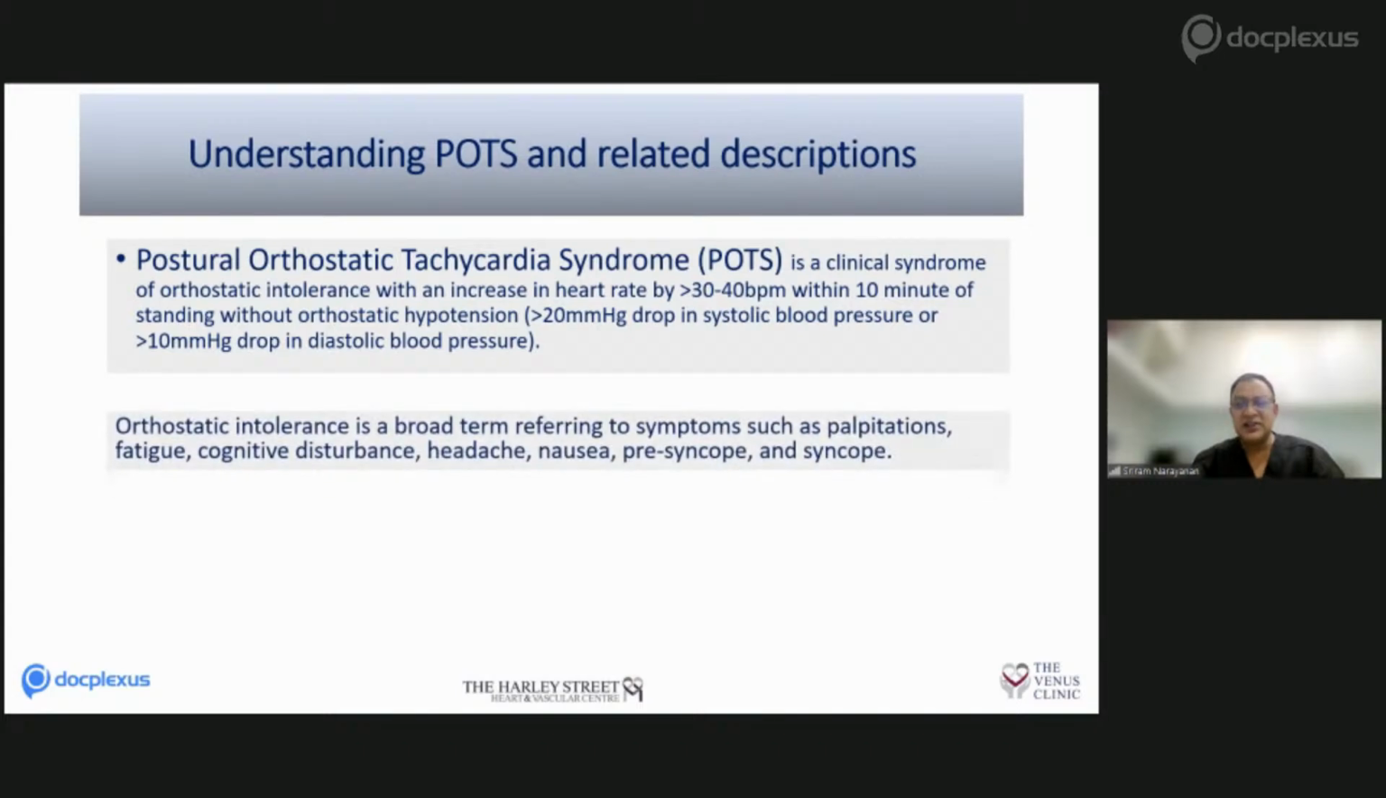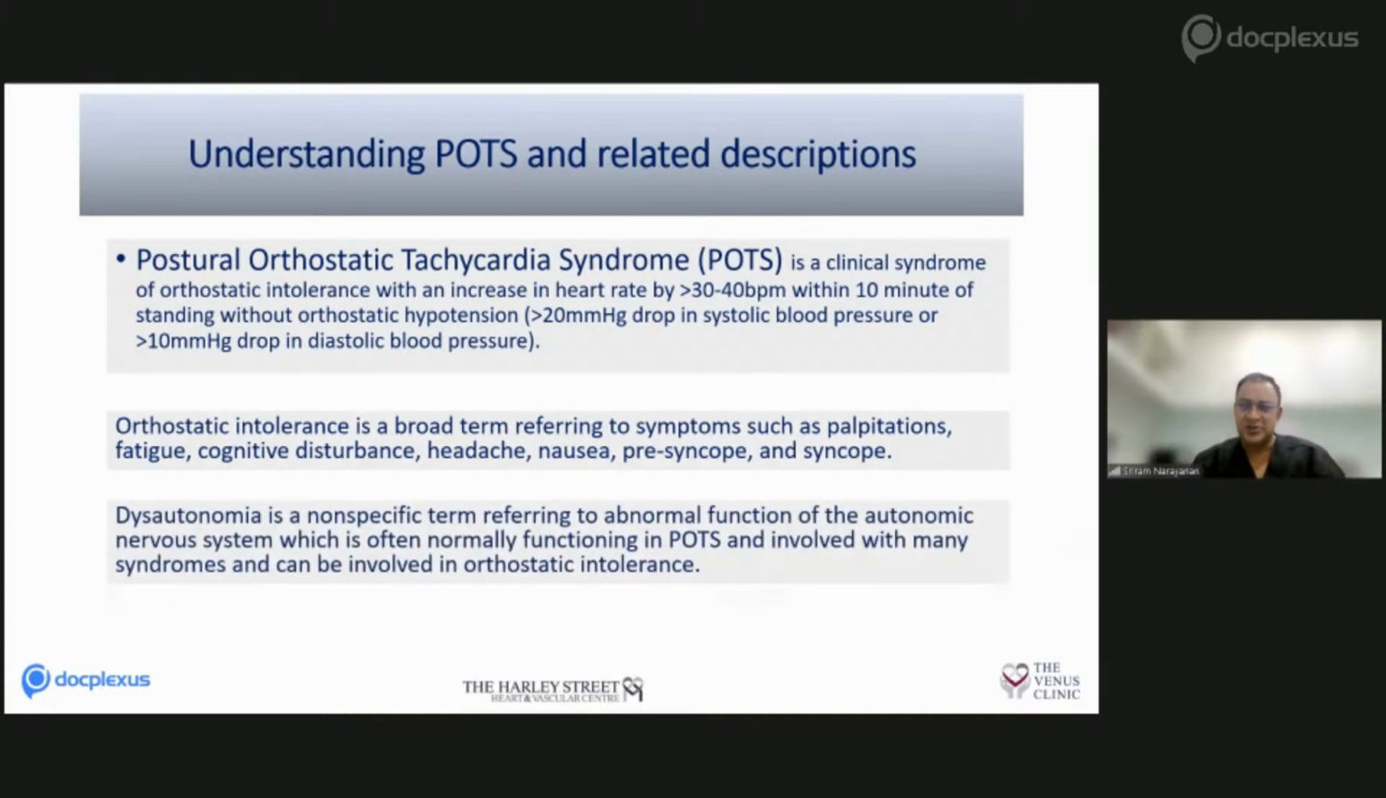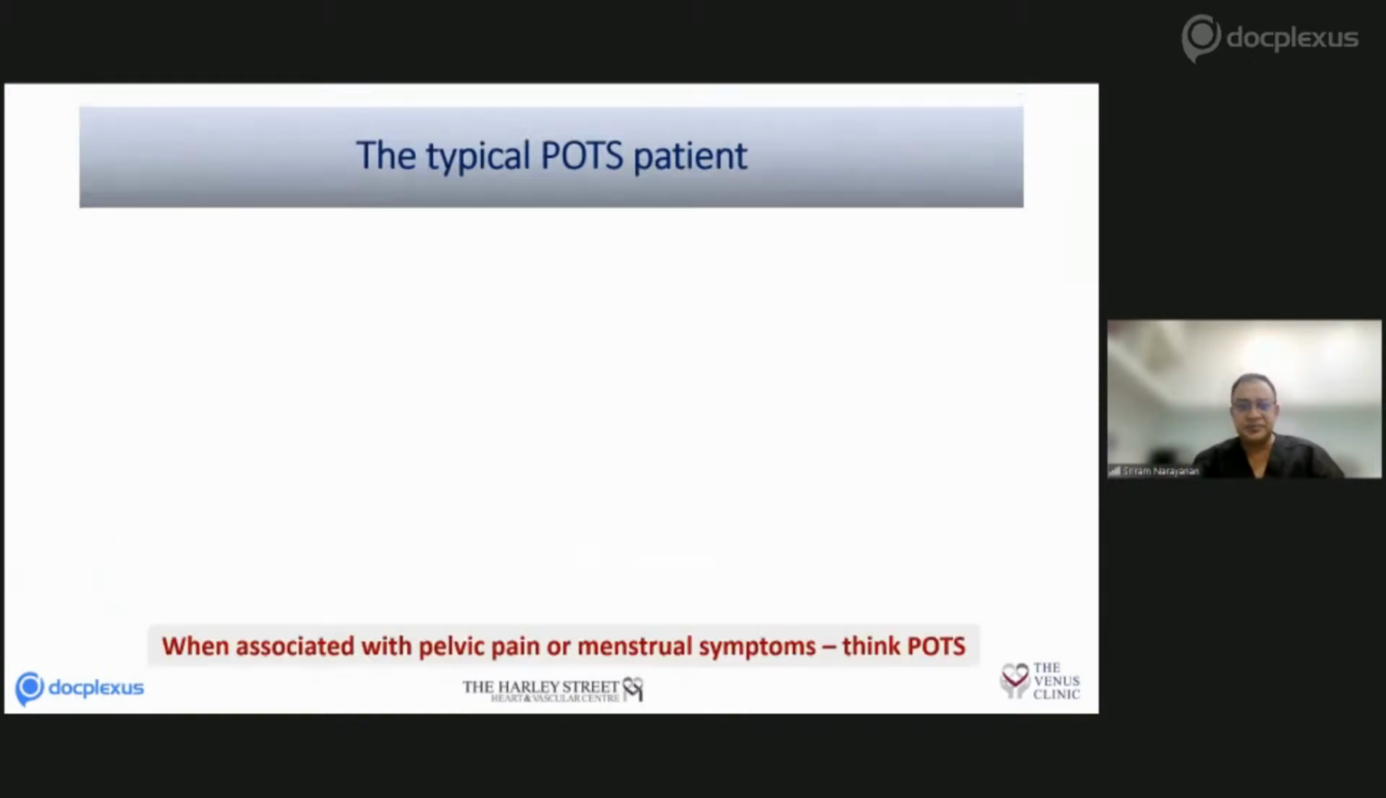Now, this intolerance is a fairly broad term, and all these symptoms that we talked about can occur because of this change in posture. And dysautonomia, of course, is a fairly non-specific term for any abnormality of the autonomic nervous system. So when you get these symptoms with pelvic pain or menstrual symptoms, think POTS. Typically young women, 20 to 40 years old.